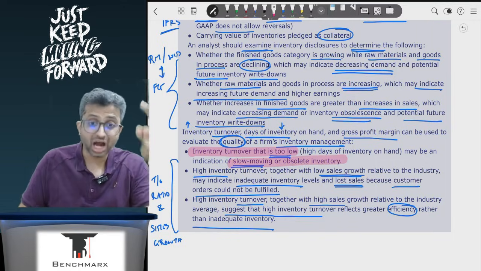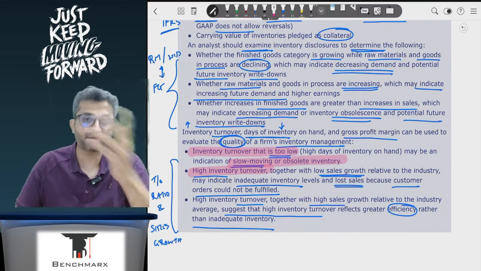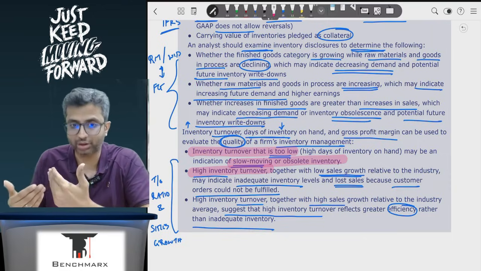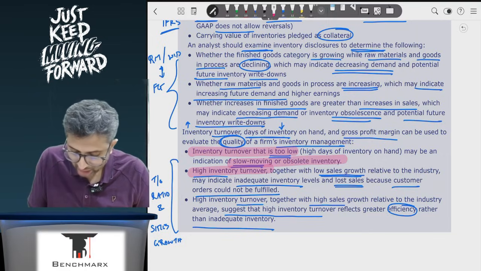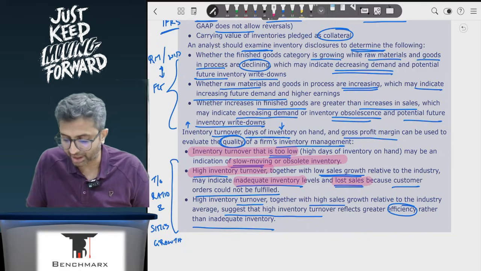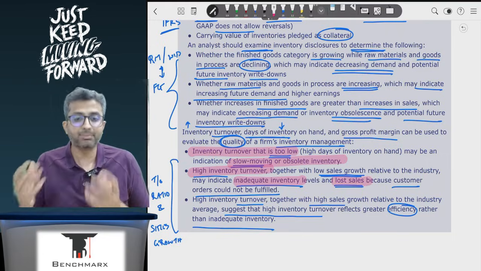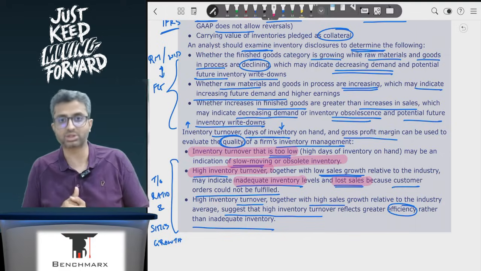Other than that, if there's high inventory turnover, people might say it is very good. That means the inventory is not obsolete. However, if the inventory turnover is very high, it might show that you don't have enough stock. Maybe you are losing sales because you have lesser stock. So this might show inadequate inventory and thereby some lost sales because orders could not be fulfilled. The turnover ratio is so high that maybe there are customers coming with big orders, and you have to shoo them away because you don't have as much stock.